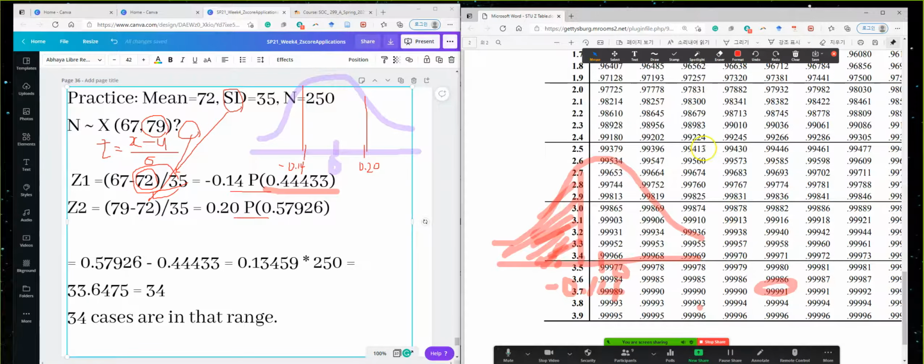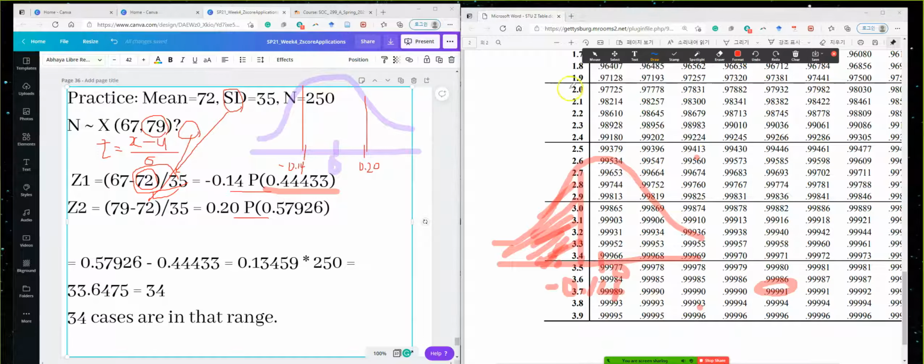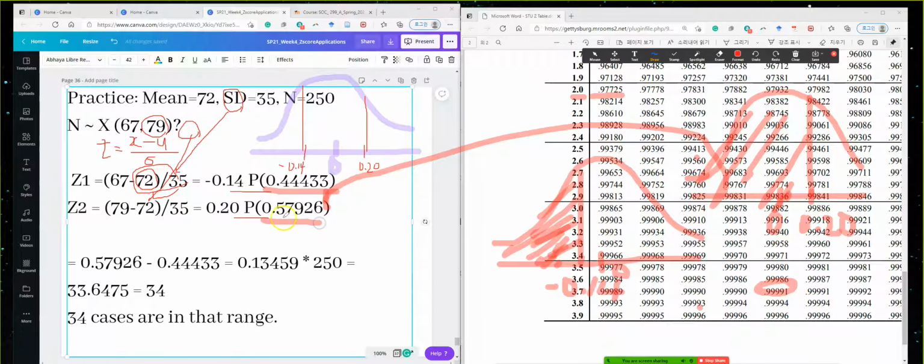Let's create another very artistic one again. So 0.20 is easy, right? 0.20 is here. Let's draw it here. 0, and let's suppose this is 0.20. So this part is 0.57926. All right. So in this case, we are just subtracting. So subtracting from this proportion and this number, right? So that's why this calculation process indicates the area here. Okay, that's it.